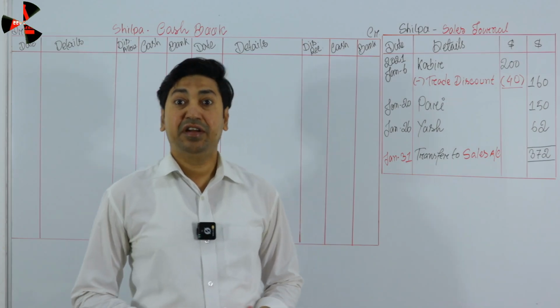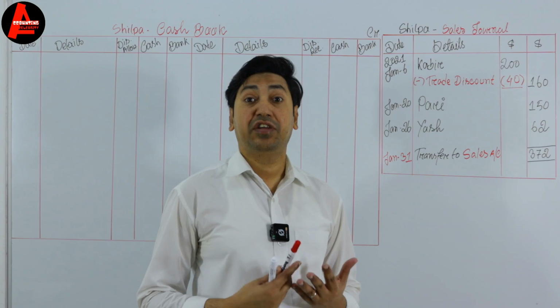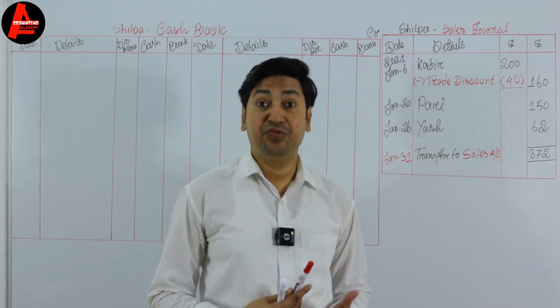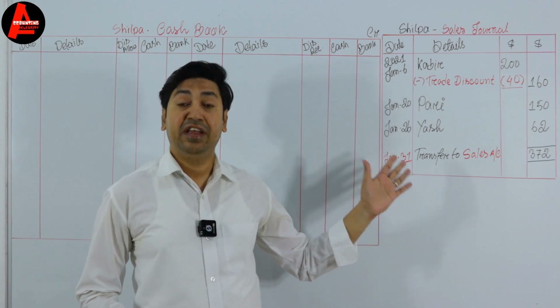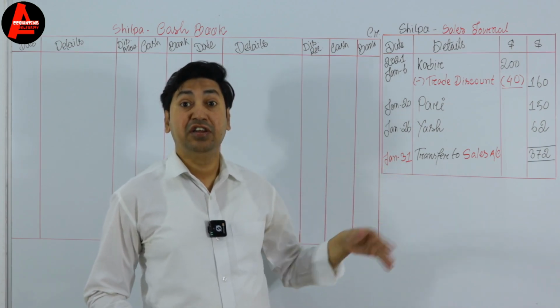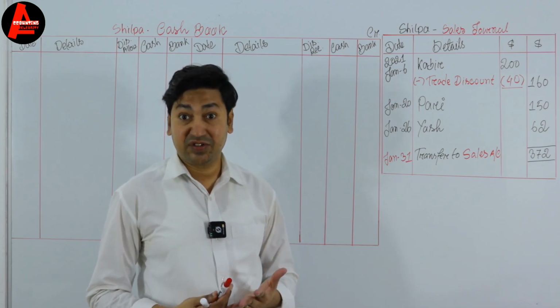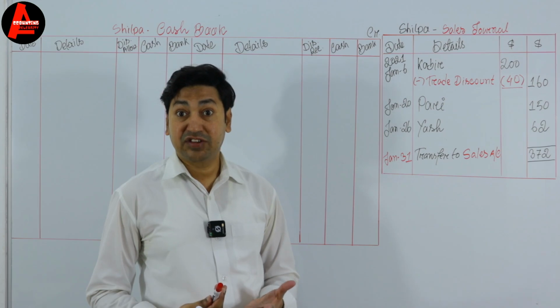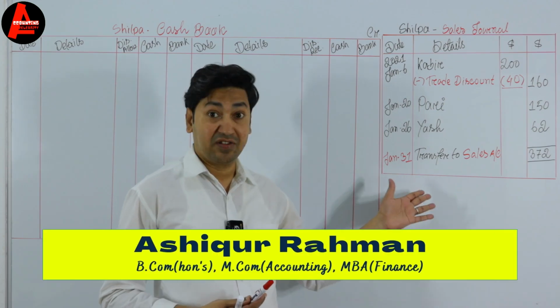Today we will learn the cash book. It is a 3-column cash book. In our previous lesson, we learned how to prepare the sales journal, where we recorded all sales related transactions, goods sold related transactions. Asset sales related transactions are also there, but we do not include them here.